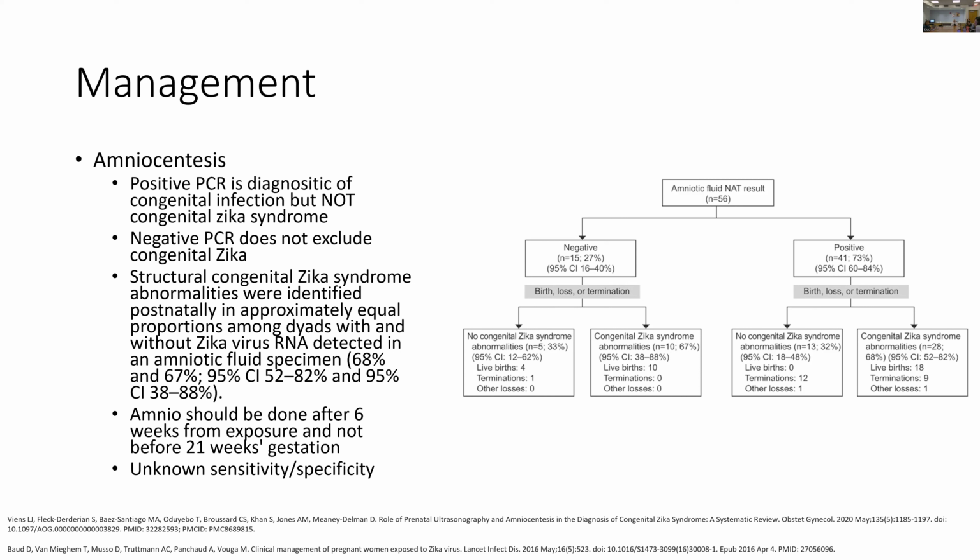What they've found in studies is that structural abnormalities were identified pretty much equally in those with and without Zika detected based off of the amniocentesis. And they recommend that amnio should be done about 6 weeks after exposure, but not before 21 weeks gestation. The sensitivity and specificity of the amniocentesis really is not known. So there's no treatment. A positive test doesn't predict outcome. A negative test doesn't predict outcome.